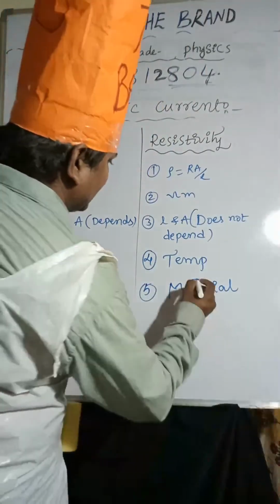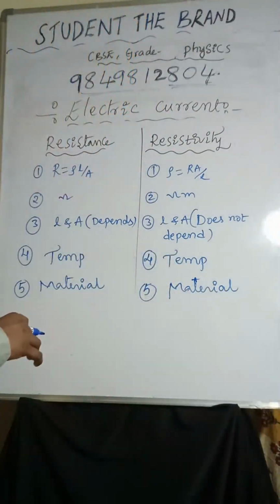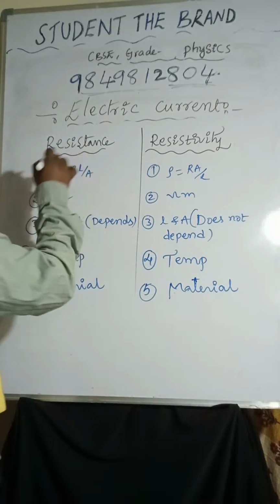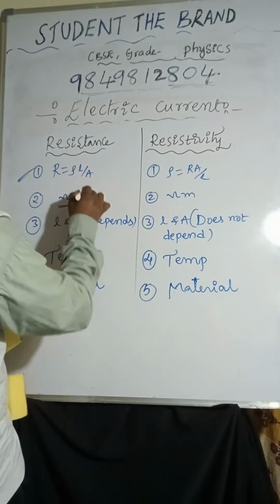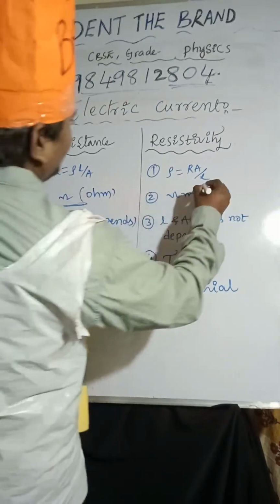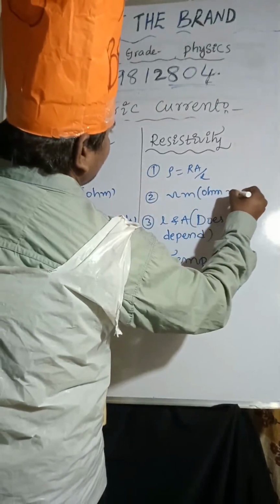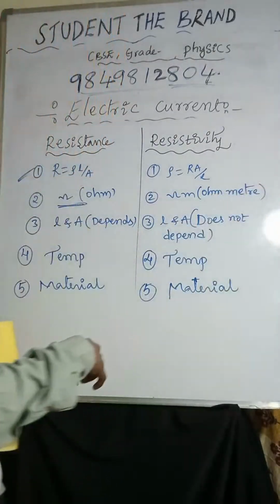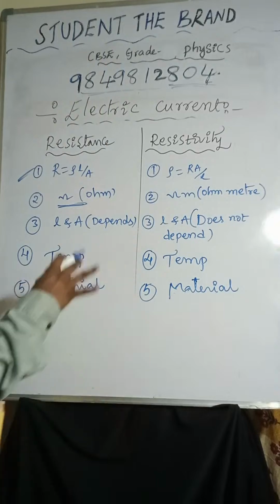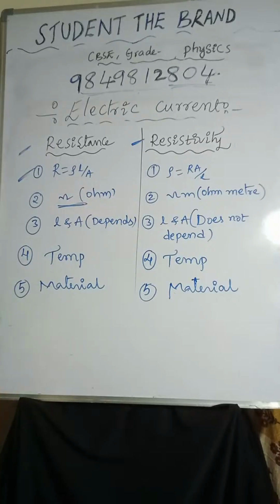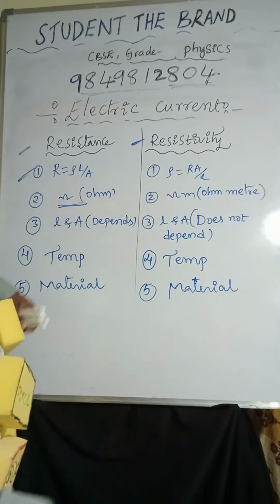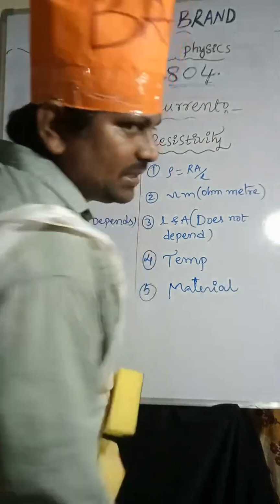Okay, it is very clear. Understood? So check once. Resistance R equal to rho into L by A. The SI unit of resistance is ohm, and here ohm meter. So this is about the difference between resistance and resistivity. Next one, temperature dependence of resistance.